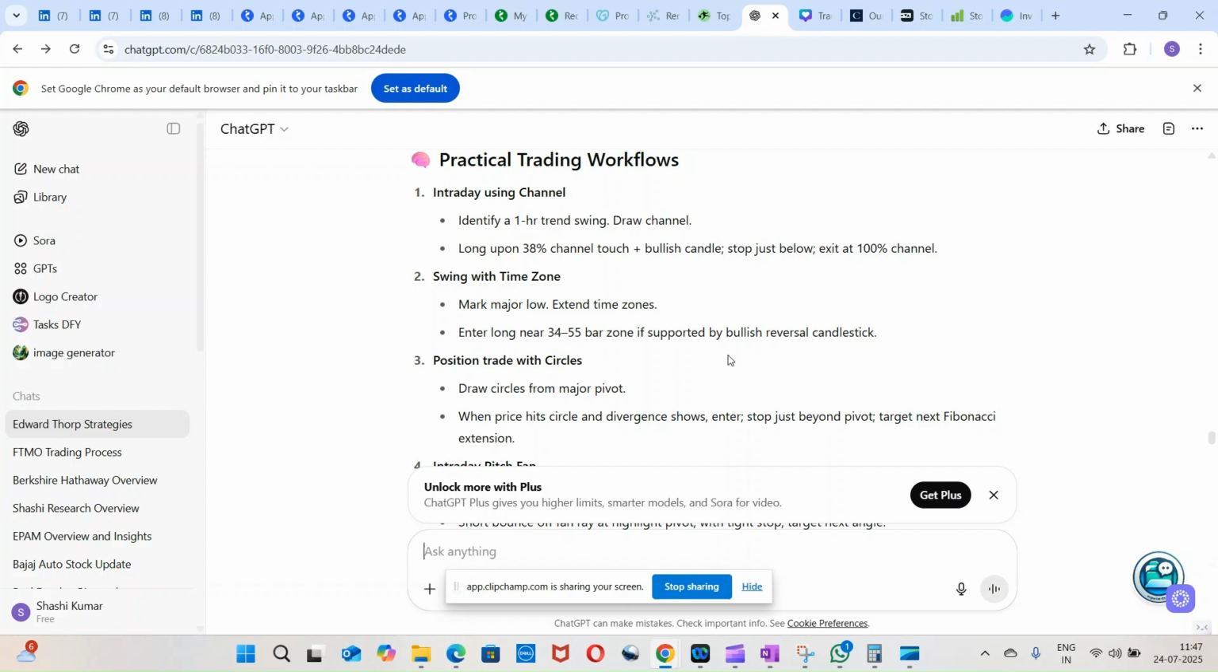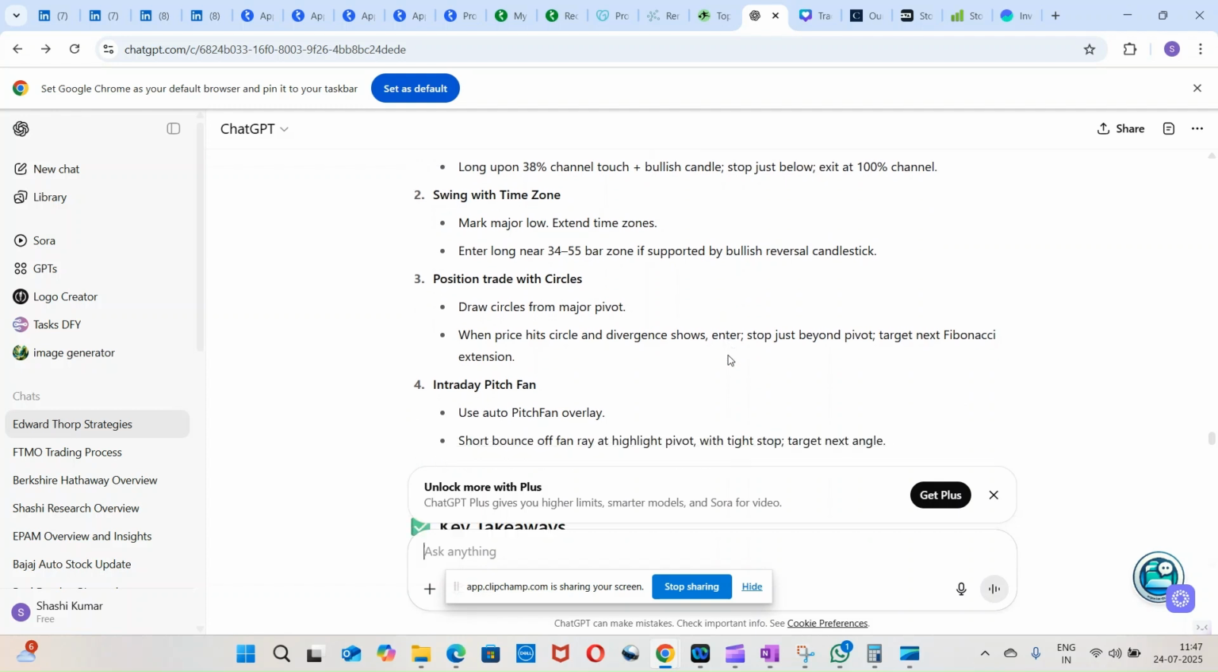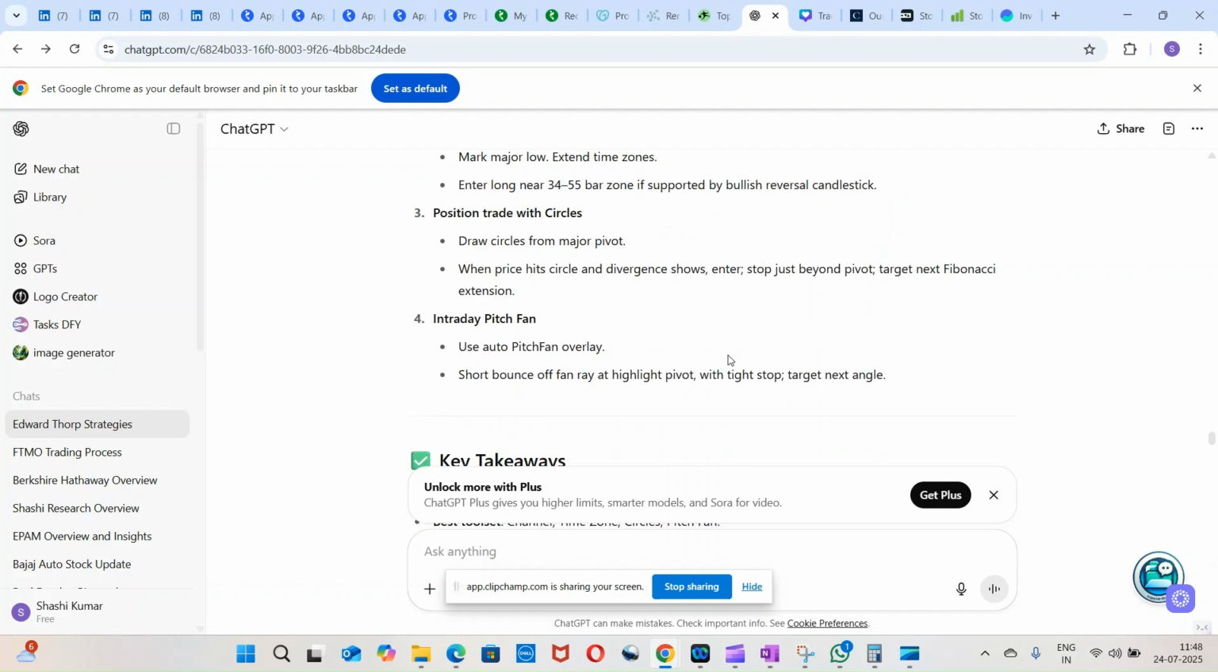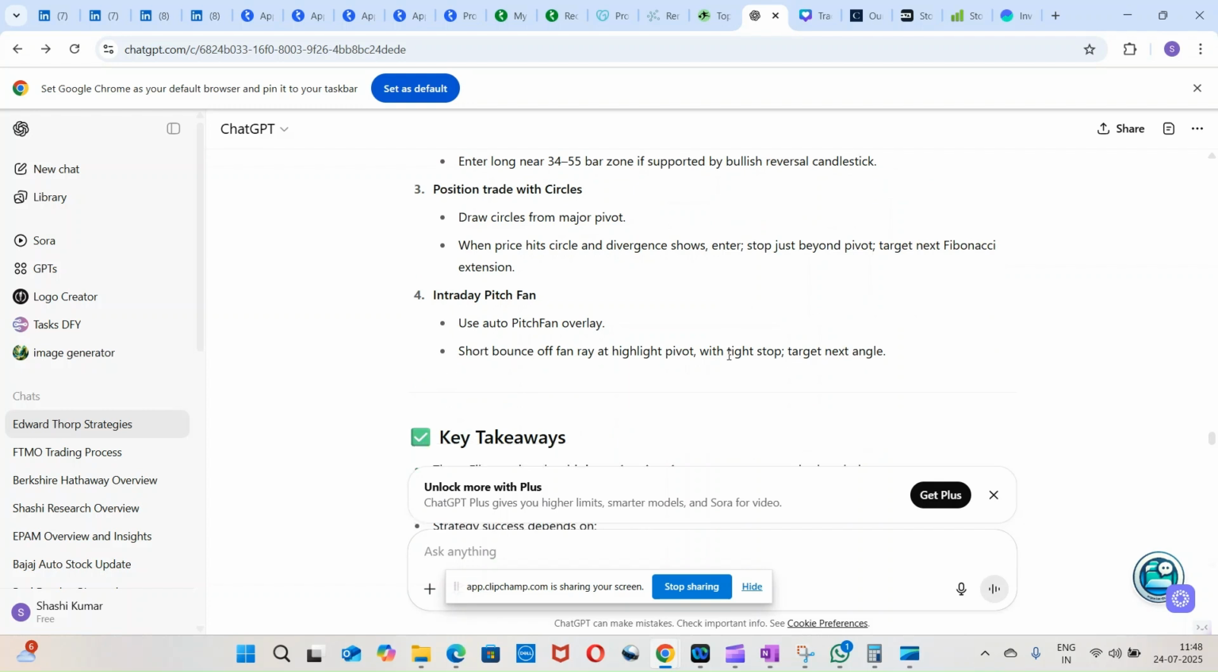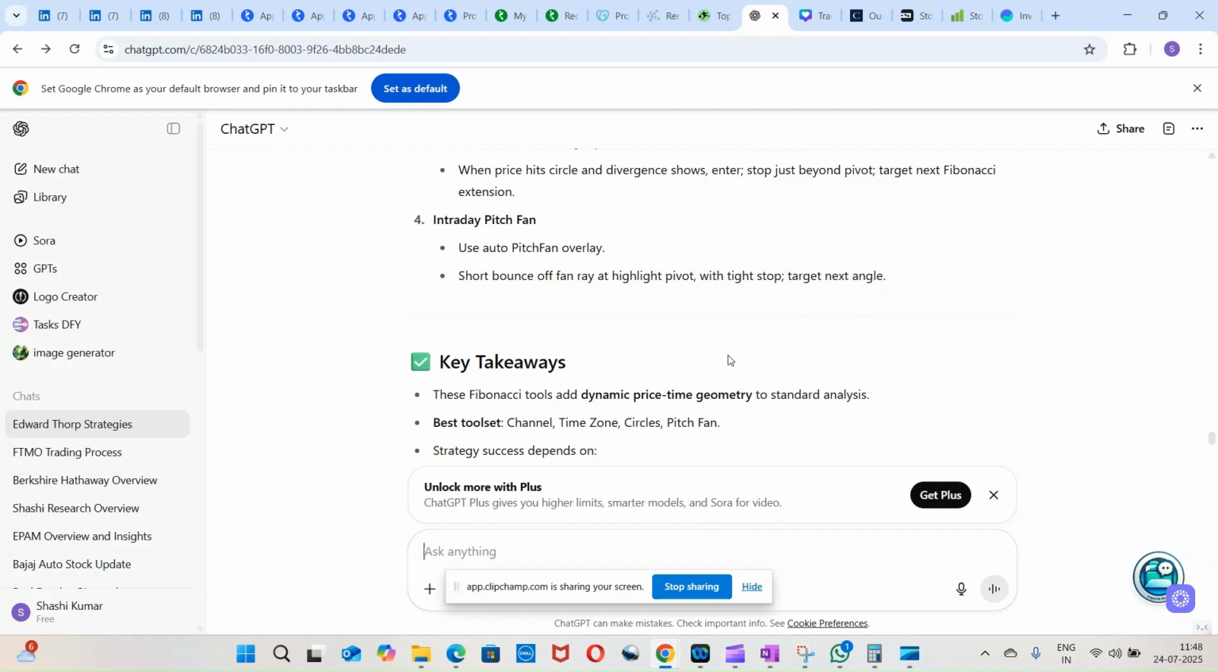Position trade with circles: draw circles from a major pivot. When the price hits the circle and divergence shows, enter there. Stop just beyond the pivot. Target the next Fibonacci extension. Intraday pitch fan: use the auto pitch fan overlay. Short on a bounce off the fan ray, highlight the pivot with a tight stop. Target the next angle. So that's how you could use these.